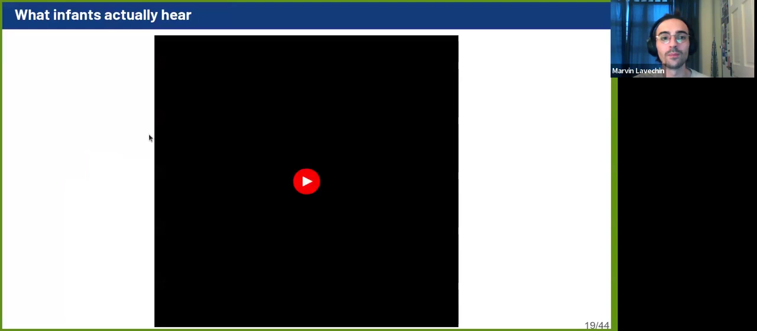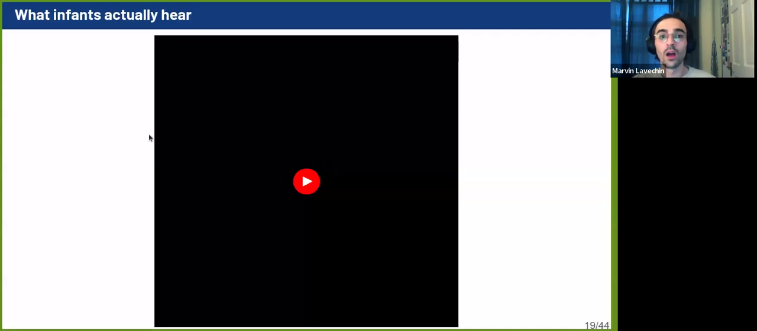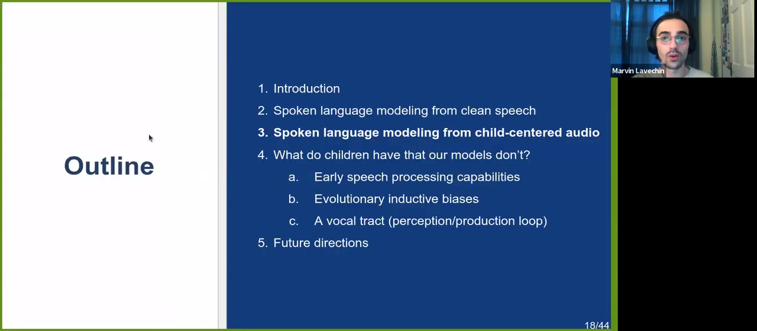All right. One big limitation of this first study is that we used audiobooks, and this is an unrealistic assumption. Children don't learn language from audiobooks, and this is obvious to anyone. So the next question is, what happens when we place this kind of model in an environment that is similar to that of infants?